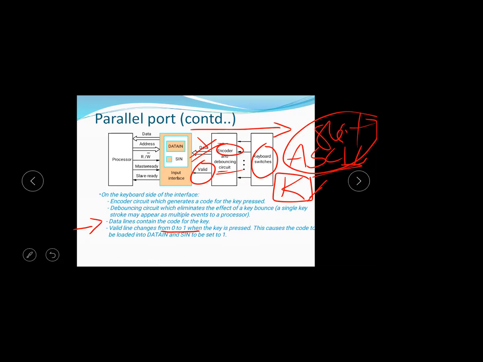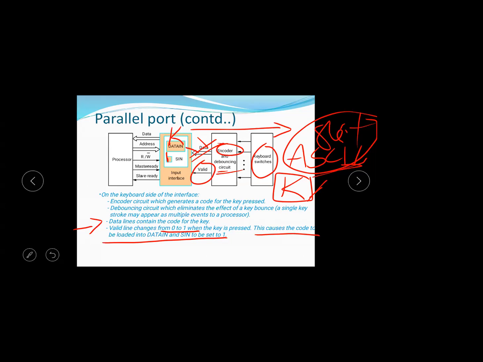Otherwise, the data is invalid. This causes the code to be loaded into data in and SIN to be set to 1. Whenever the valid signal is 1, only then is the data on the data lines transmitted to the data in register. That is, the data in register gets the ASCII bit code of K, and then the SIN flag is set to 1 in the interface circuits.